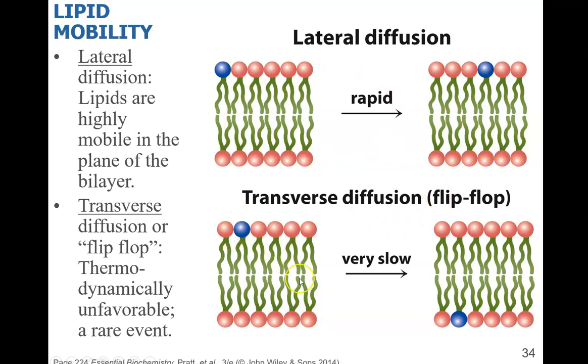But this transverse diffusion, or flip-flop, without any assistance is unfavorable, because a polar head group would have to go through this whole domain of nonpolar tails, which is energetically not favorable. So the transverse diffusion, or flip-flop, is very slow.